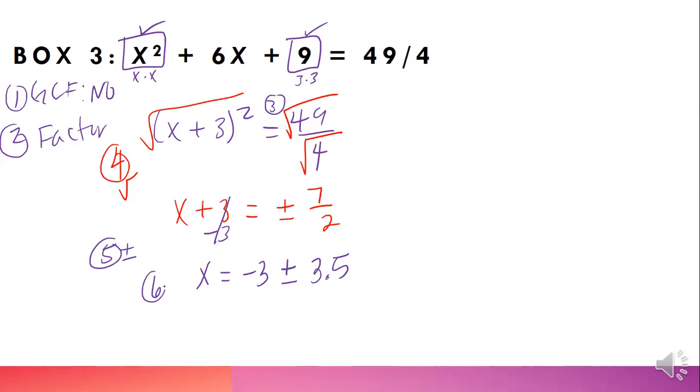And then step 6 is to divide and simplify. Well, I don't need to divide, so I just need to simplify. This means I have -3 plus 3.5. And I have -3 minus 3.5. What are my two answers? Perfect.